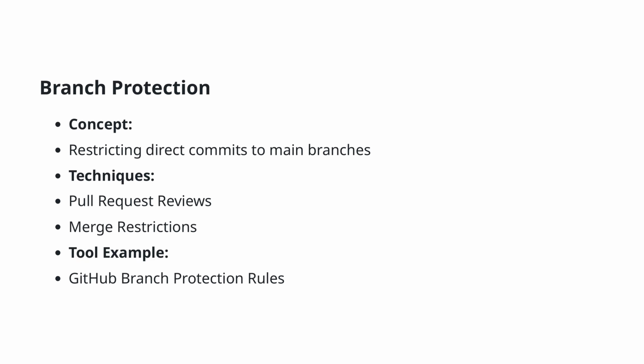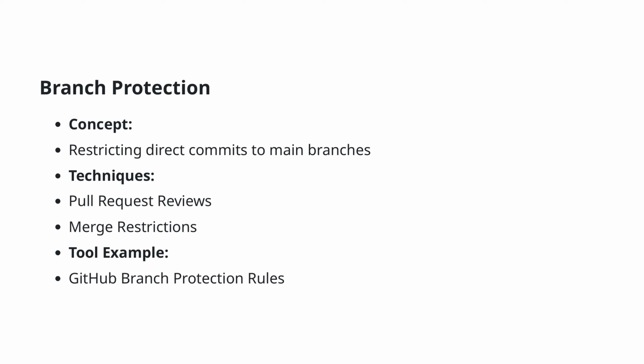Branch protection is a critical mechanism for maintaining the integrity of your codebase. By restricting direct commits to main branches, you can enforce a more controlled and review-based workflow, thus enhancing the overall quality of your projects. One effective technique for branch protection is implementing pull request reviews. This ensures that any changes are scrutinized by other team members before they are integrated into the main branch. Additionally, you can set merge restrictions that outline specific conditions which must be met before a merge can occur.